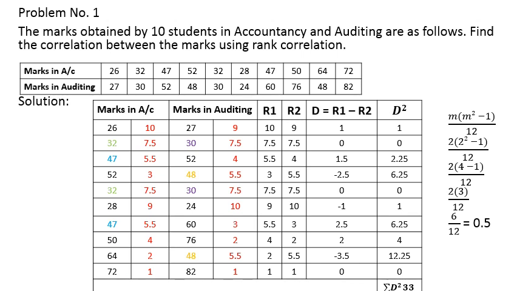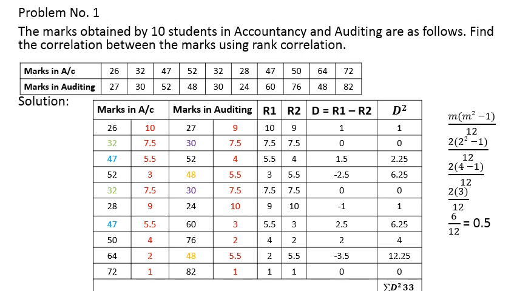Now marks in auditing. So marks in auditing, first you have to highlight the value which is repeated. So in this set of values, the value 30 that repeated twice, then value 48 that repeated twice. Now you assign the ranks. Now highest value is 82, you assign first rank. Next highest is 76, you assign second rank. Next highest is 60, you assign third rank. Next highest is 52, fourth rank.